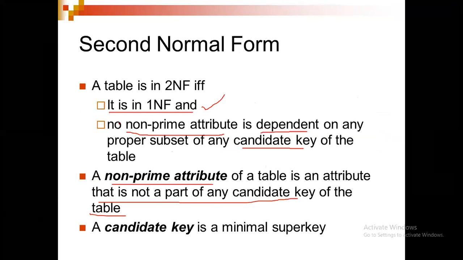Here it says no non-prime key. That means whatever the other columns are there, they should depend on the key. It's not compulsory, but they should not be a part of that. Here non-prime means not a part of any candidate key. So you understand the definition of the candidate key. It should not be part of the primary key or candidate key.